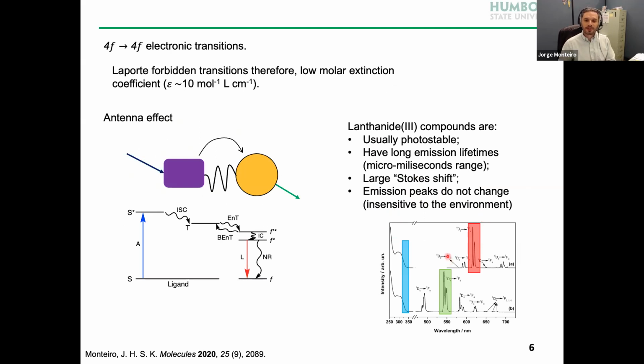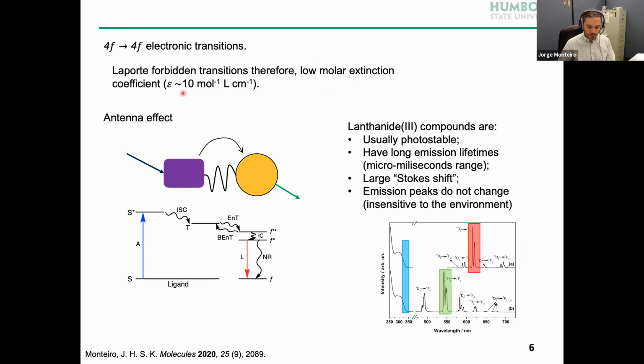Okay, this sounds very good on paper. However, because we have intra-configurational 4f electronic transitions, they are Laporte forbidden, which means it's very unlikely to happen and reflects in a low molar extinction coefficient, around 10 or even a unit.